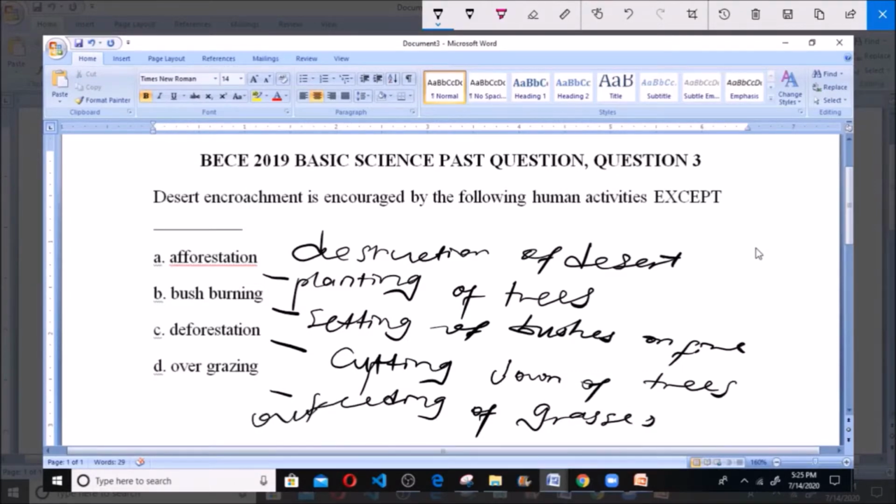on the grasses. Now from these options, you see that afforestation simply means planting of trees. Unlike bush burning, deforestation, and overgrazing that expose the land to various factors that lead to desert encroachment, afforestation, by the way, helps to protect the soil. So definitely afforestation is the answer, because it will not lead to desert encroachment. So our final answer here is afforestation.